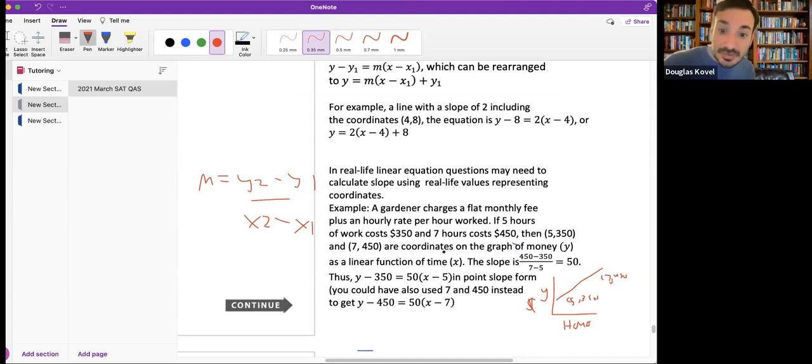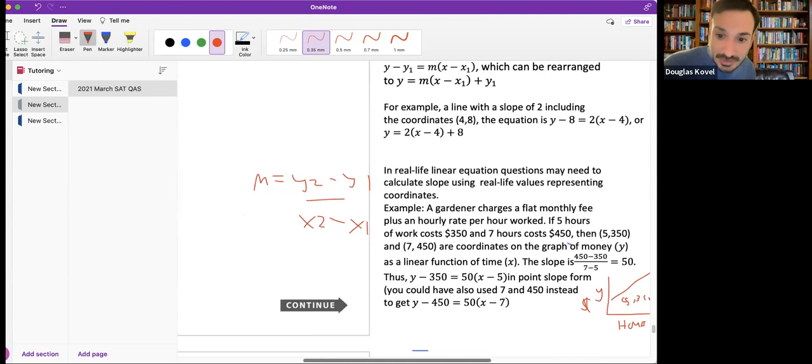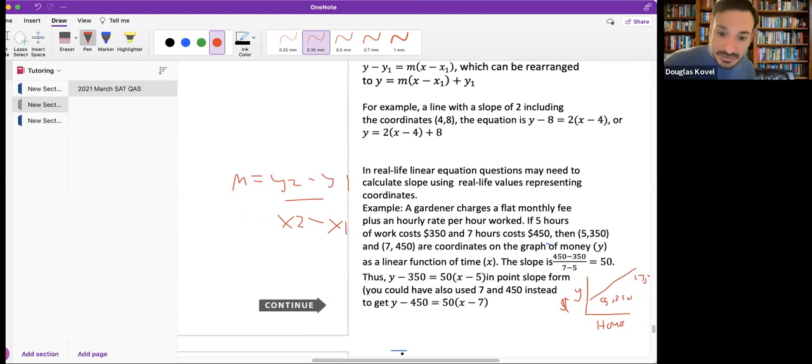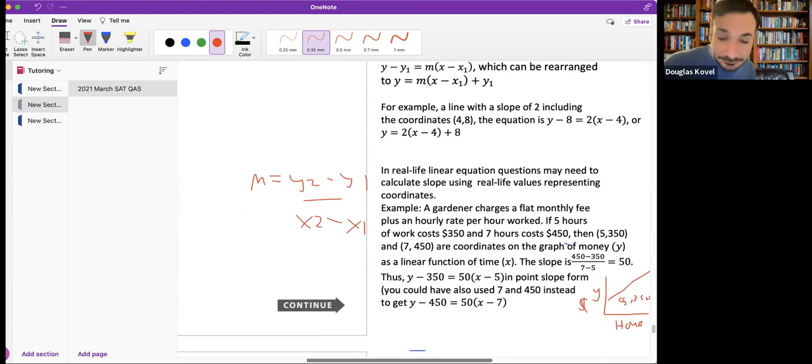per hour. So if I wanted to write that equation in point slope form, I could do y minus 350 equals 50 times x minus 5. Or I also could have done y minus 450 equals 50 times x minus 7. It's actually up to you which coordinate you want to work with. So in this case, it's just going to be the random coordinate that the answer choice happened to use, but there's no reason why one is better than the other. It's completely up to you, but the slope though has to be 50.